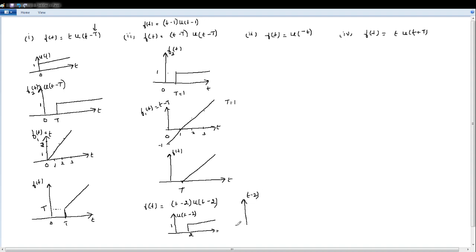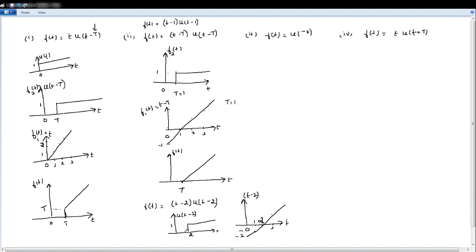And what is t minus 2? How would you plot t minus 2? At t is equal to 0, it is 0 minus 2. It is minus 2 here. When t is equal to 1, it is minus 1. So somewhere here at 1, it is minus 1. At 2, it is 2 minus 2. It is 0. At 3, it is 3 minus 2. It is 1. So it will be like this. So when you multiply these two waveforms, the waveform of u of t minus 2 to the left of 2 is 0. But there is a waveform here of t minus 2.